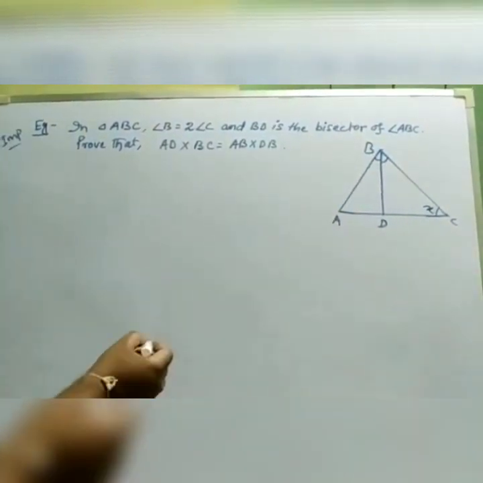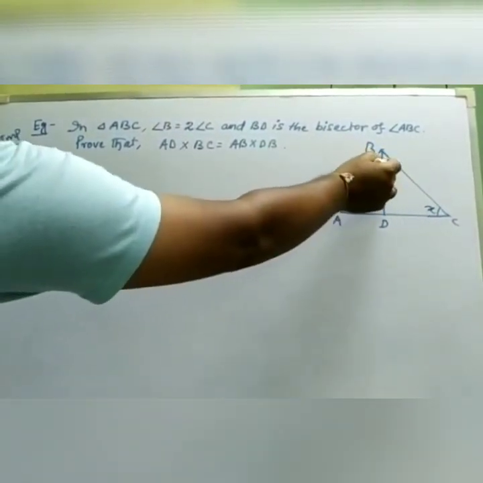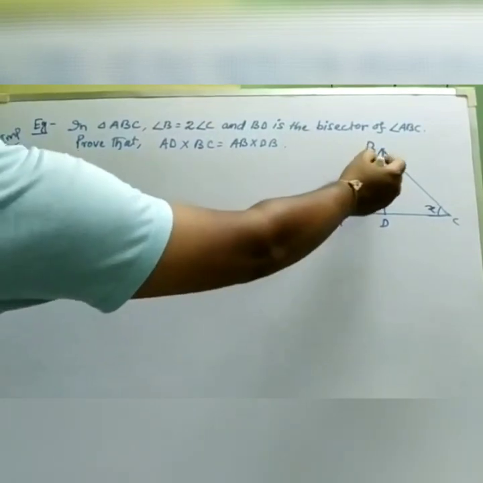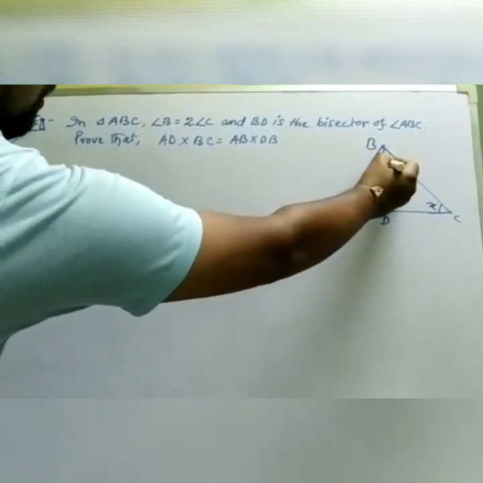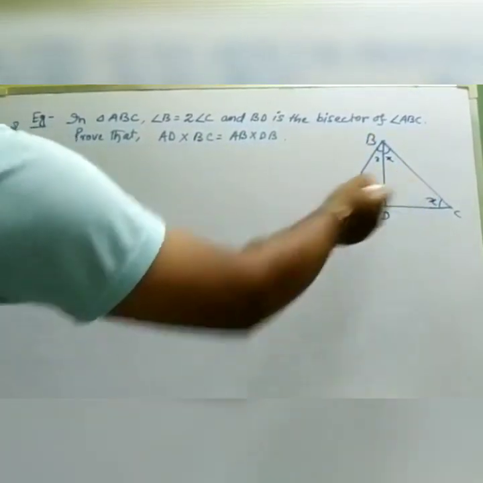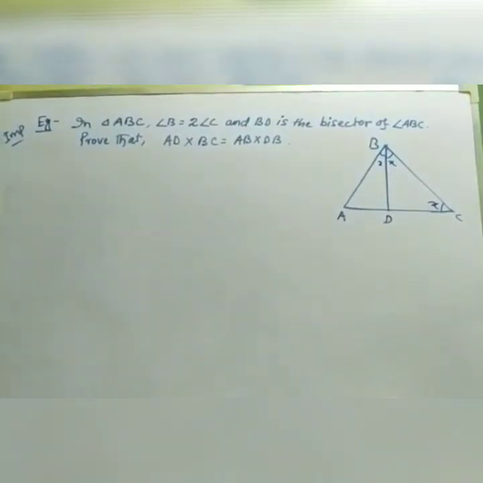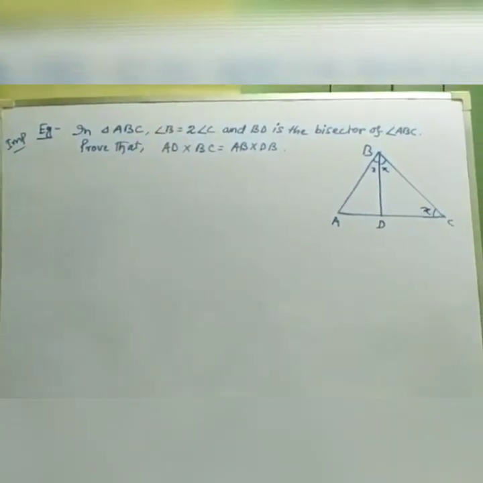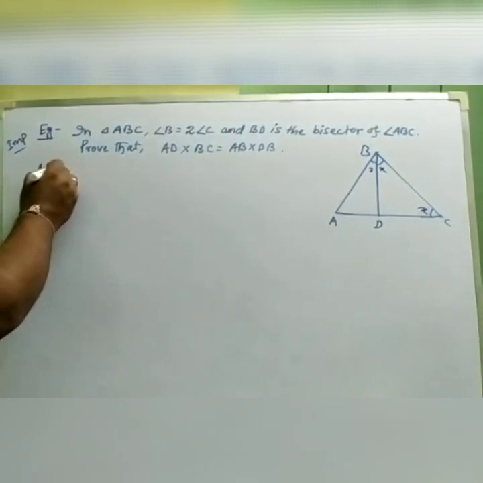But BD is the bisector of angle B, so these parts are dividing. So these two are equal. So let us take these are also x. So x and x, and this angle is x. So that is satisfying this condition. So let's go for the solution.